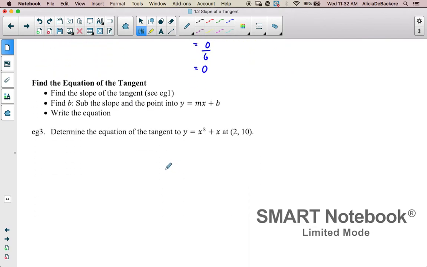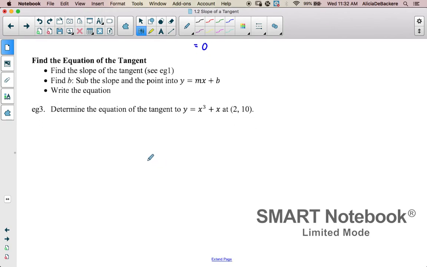Okay, the last thing that we're going to be asked to do in this particular section is finding the actual equation of the tangent. So it's nice that you know the slope, but what's the actual equation of that line? We already know how to find the slope, just like we did in example 1 and example 2. But now we go a little bit further and find the value of b, which you might remember we did in lesson 1.0, the prerequisite skills. You just sub in the slope and one of the points that you know, and then you can figure out the equation y equals mx plus b.